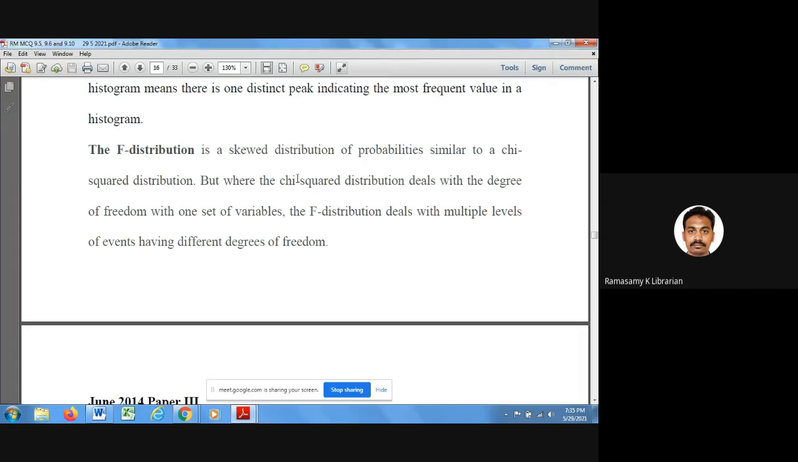In the case of chi-square distribution, we are talking about only one set of variables, so we'll have only one degree of freedom for our analysis. But in the case of F distribution, we'll have many events, so we'll have not only one degree of freedom, we'll have more than one degree of freedom. When you have a couple of chi-square distributions, that is called F distribution. Okay, fine.